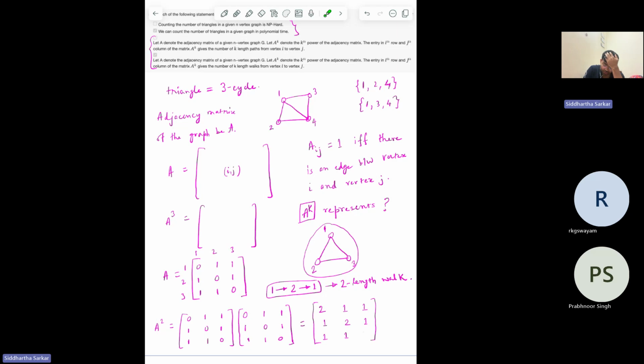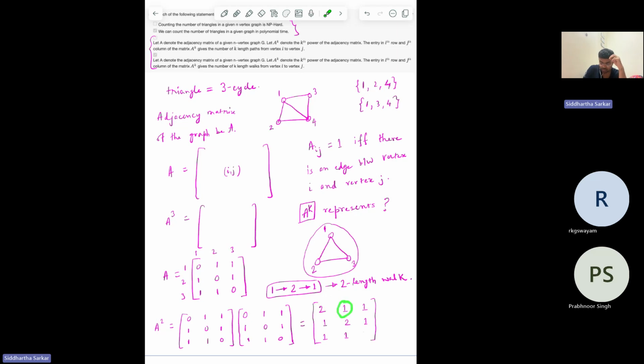So in how many ways can I reach 1 from itself using a 2 length walk? In 2 hops, I want to start from 1 and come back to 1. One way is I can go to 2 and come back to 1. The other is I can go to 3 and come back to 1. So there are 2 distinct walks of length 2 of reaching 1 from itself. This is the 1 1 entry. So this is the interpretation.